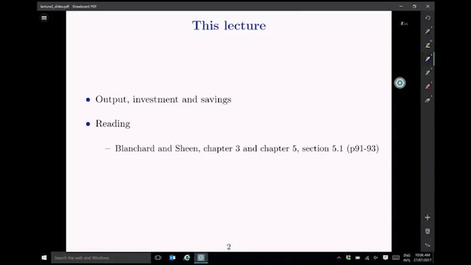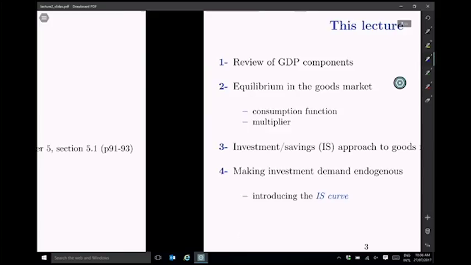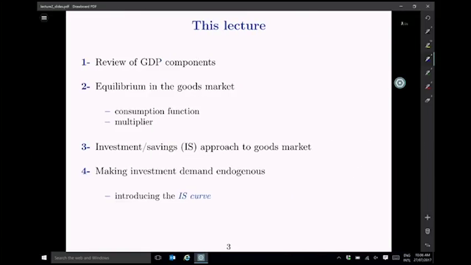And here we develop the so-called ISLM model. What we'll do today is we'll provide the first building block of this ISLM model, the IS curve. We'll cover the textbook chapter 3 and a bit of chapter 5 today. We discuss output, investment, and saving. There are 4 specific topics.